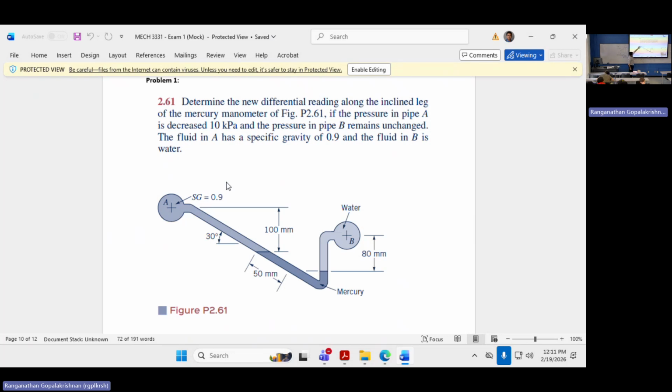We want to determine the pressure difference between point A and B, which are connected by three fluids: one of specific gravity 0.9, then mercury, and then water. What's the pressure difference between points A and B? That's the question.